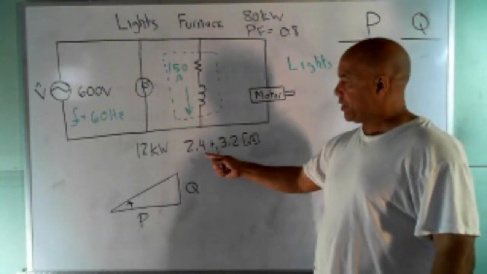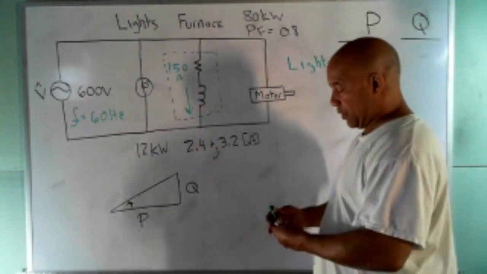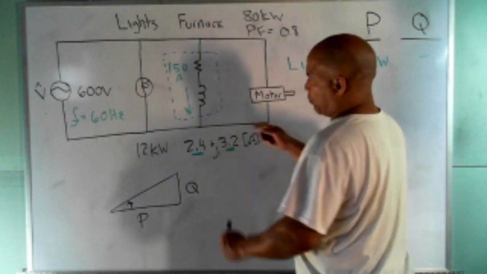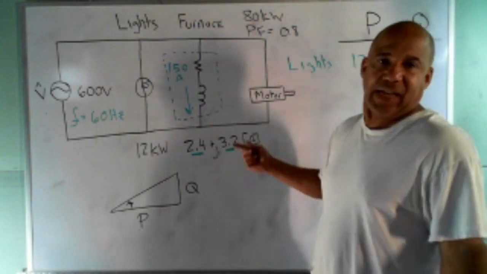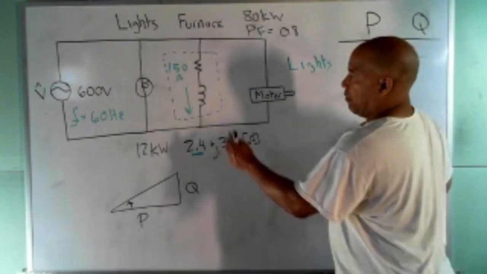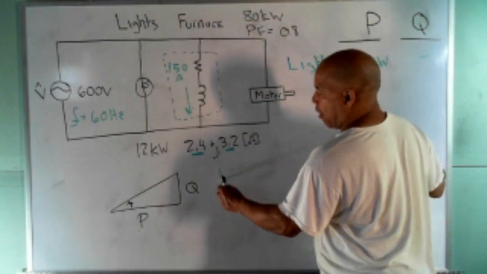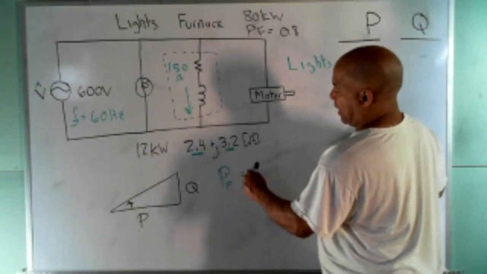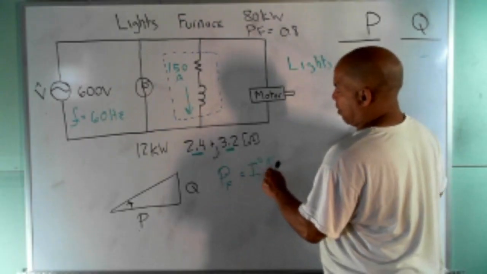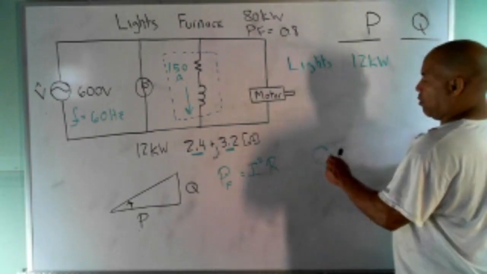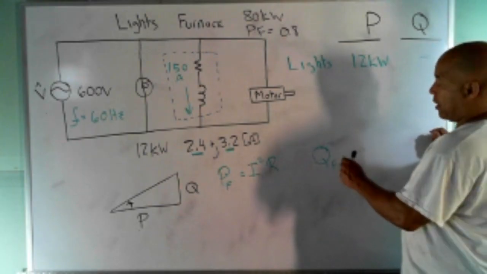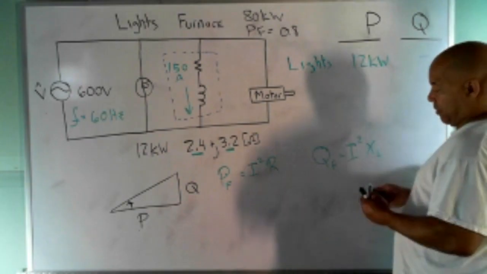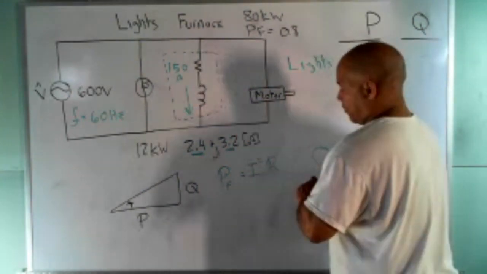Well, fortunately, they gave us the reactance and they gave us the current. So remember that this right here is the R part, and this right here is probably the coil in the motor or something, but that looks like an inductor. So for the furnace, I can get the power, I'll call it PF, but don't confuse that with power factor. The power for the furnace is going to be I squared R. And then the QF, the reactive power, is going to be I squared XL for the furnace.